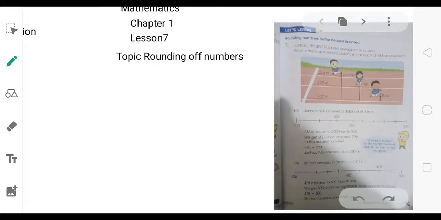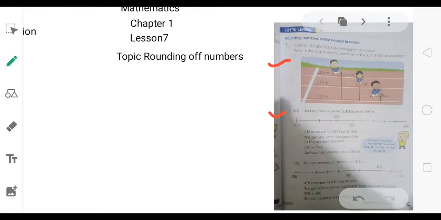Rounding numbers to the nearest hundred. Remember, in the last lesson you rounded numbers to the nearest tens, but here you have to round off these numbers to the nearest 100. Just take an example on this page. First one: Junhao, City and Bella are taking part in a race. What is the approximate distance that each child has covered?